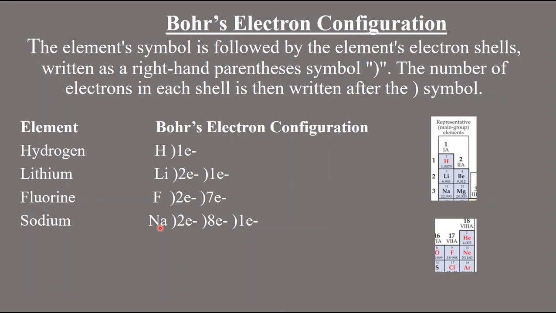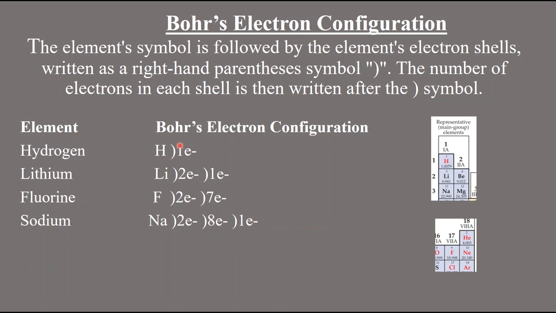For sodium, we have 11 electrons. So the filling of 11 electrons is: we have sodium, we have right-hand parentheses. This is the first shell. First shell has 2 electrons. Second parenthesis is the second shell. We have 8 electrons in the second shell, and this third parenthesis is the third shell, and we have 1 electron in the last or third shell.